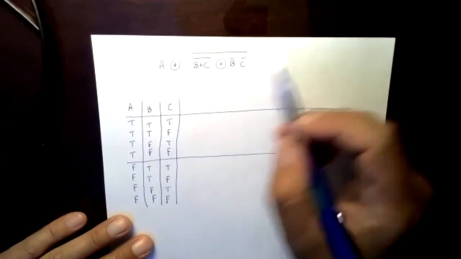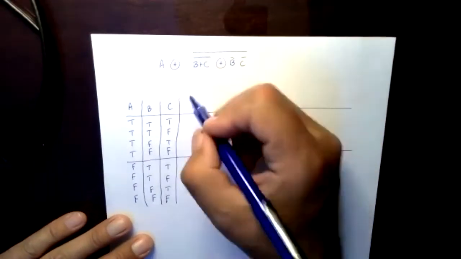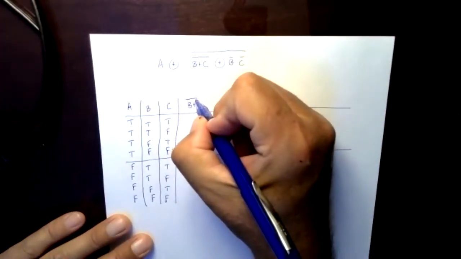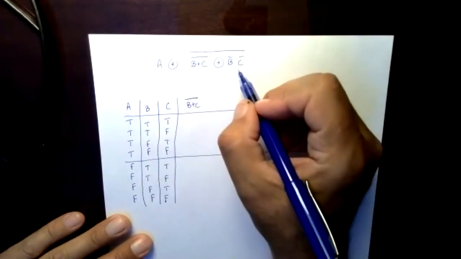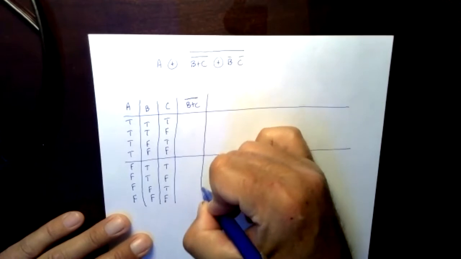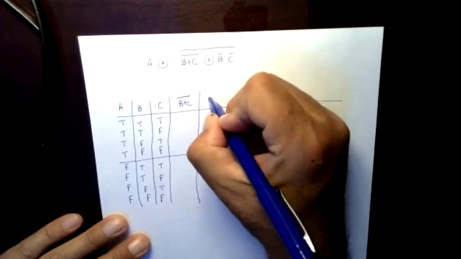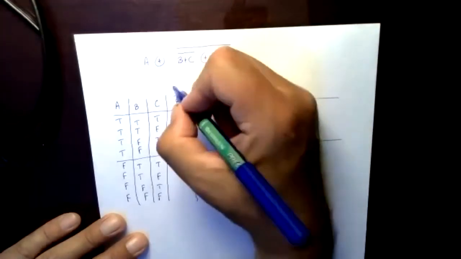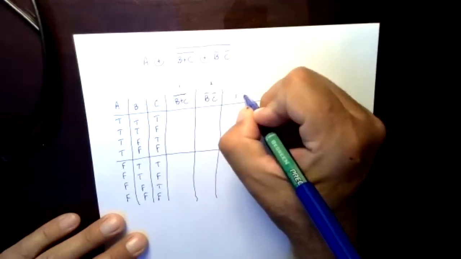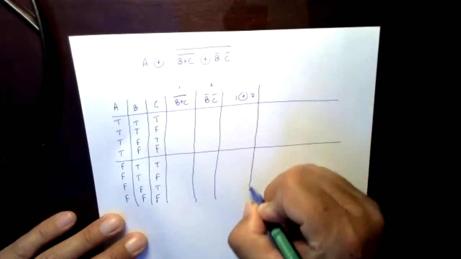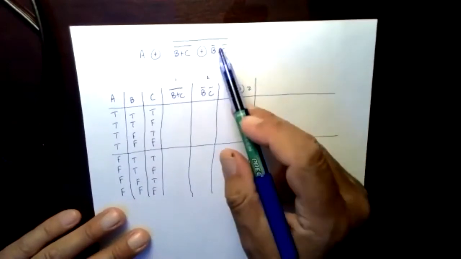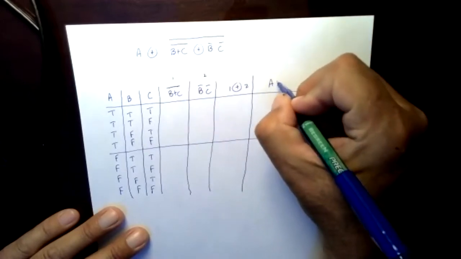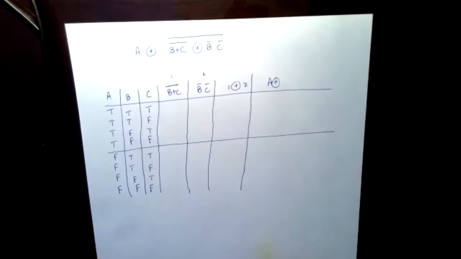So I'm thinking my order is going to be, I'm going to do this guy first, that whole thing. This is going to be B plus C naught. My next thing I'm going to do is come up with the column for B naught, C naught. I'm going to call this column one and this column two. I'm going to exclusive OR those two. Then I can take the not of it and then A plus that, or A exclusive OR that.